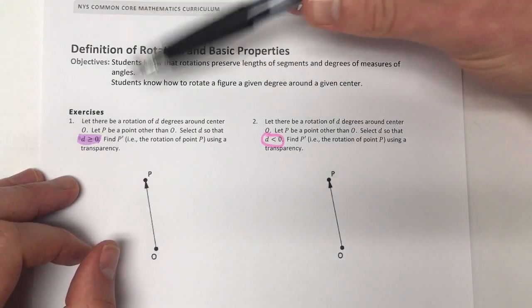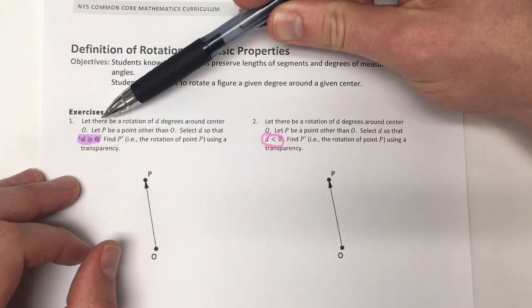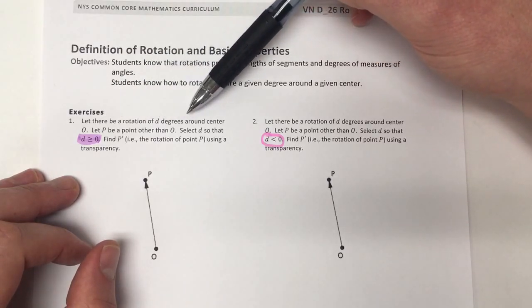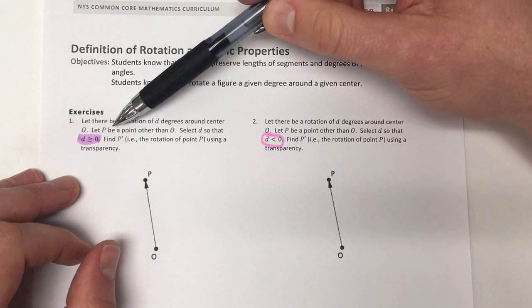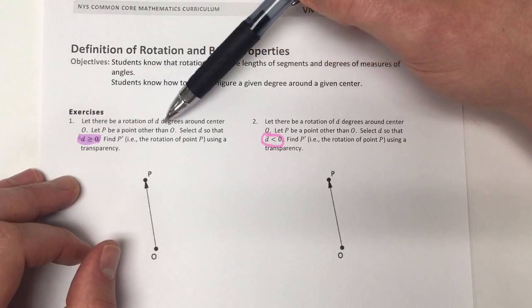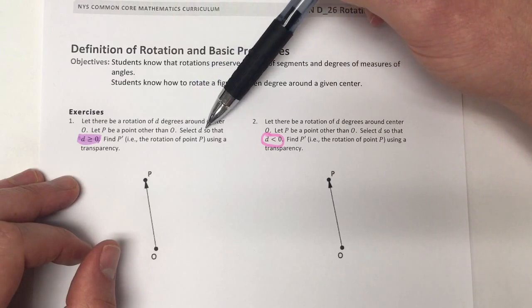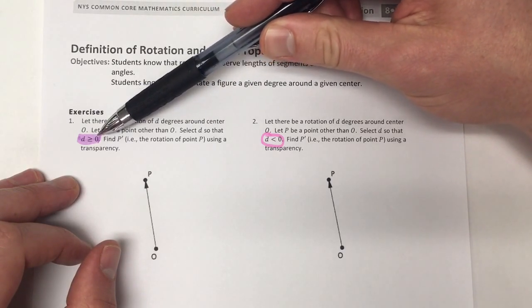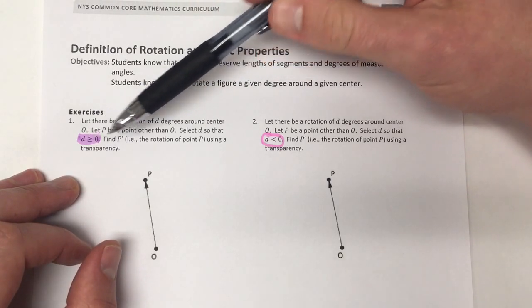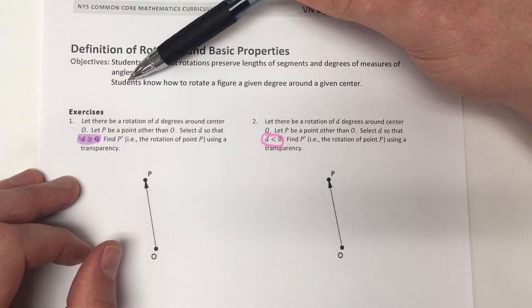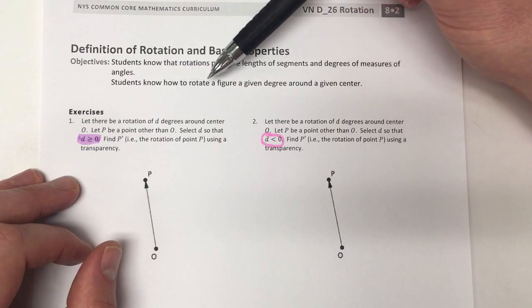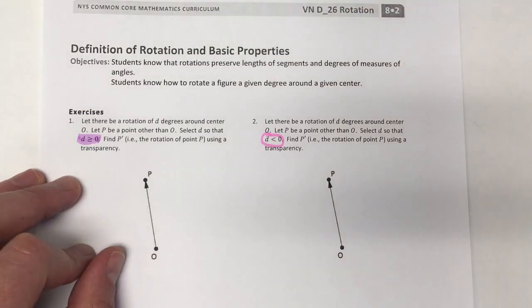In the beginning exercises, it says let there be a rotation of D degrees around a center O. Let point P be a point other than O, and select D so that D is greater than 0. What they mean by D is the degrees that we're rotating around a point. So this really is addressing the objectives: students know how to rotate a figure in a given degree around a center.